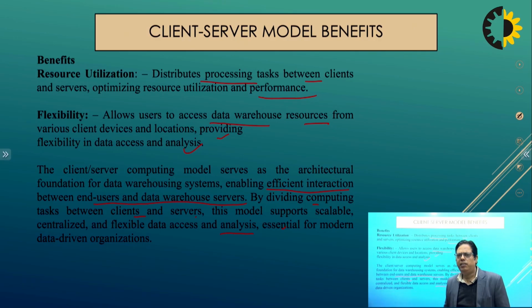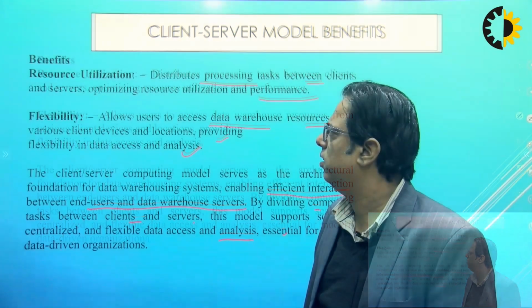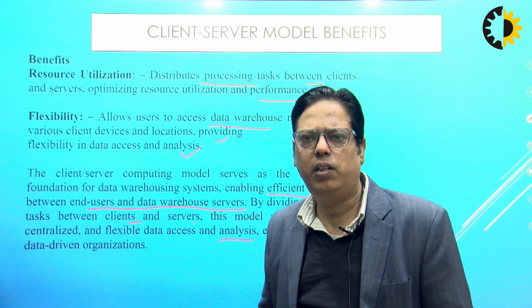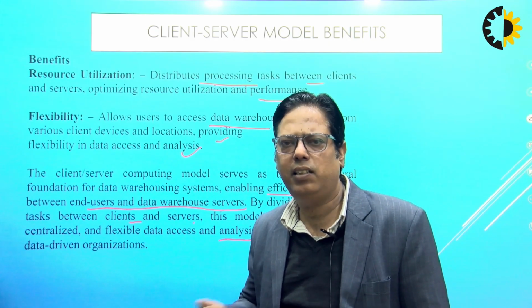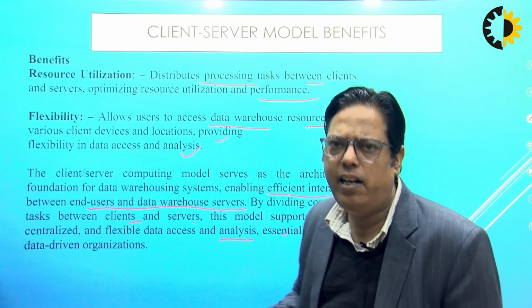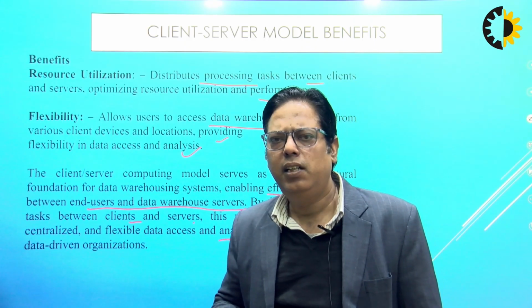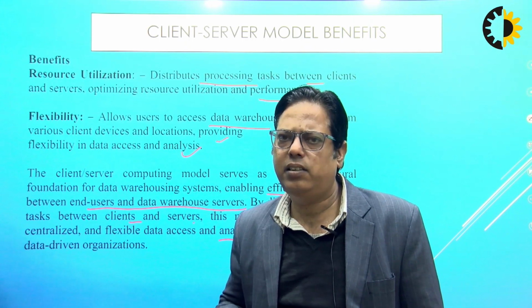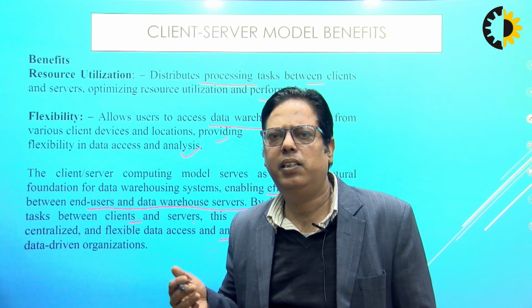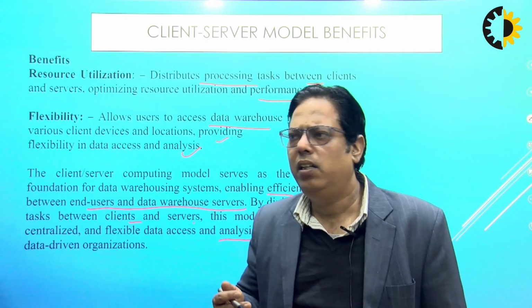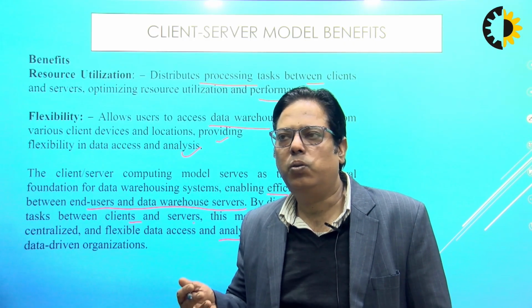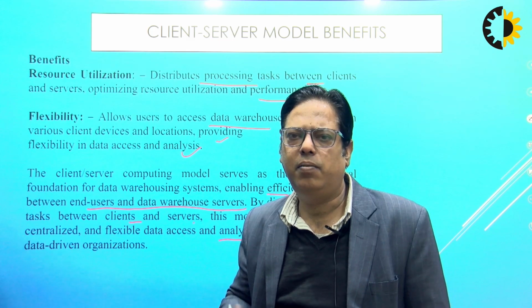So today we discussed three or four topics related to data warehouse: how to implement, what are the processes for implementing the data warehouse, what are the guidelines for implementing the data warehouse, and client-server architectures. There are two types of architectures used in data warehouse, 2-tier and 3-tier, and hardware and software resource utilization in data warehouse.